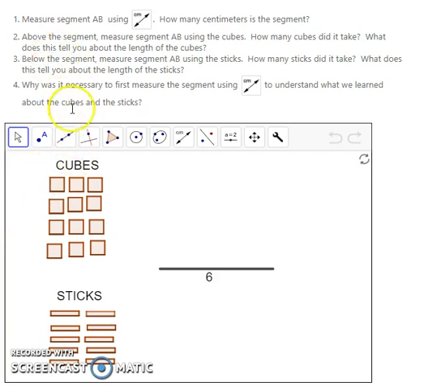So now it says above the segment, use the cubes to measure it. So I'm going to try to get the cubes lined up as perfect as I can. And I just keep lining them up, trying to get them to be close if I can get them so they're touching side by side. And you can see I'm not perfect, but I should be able to get a really good idea here in a second.